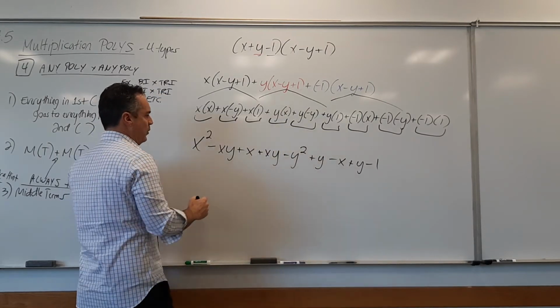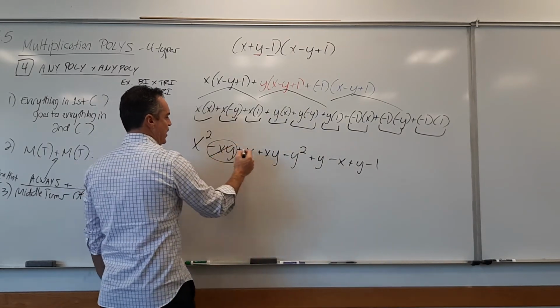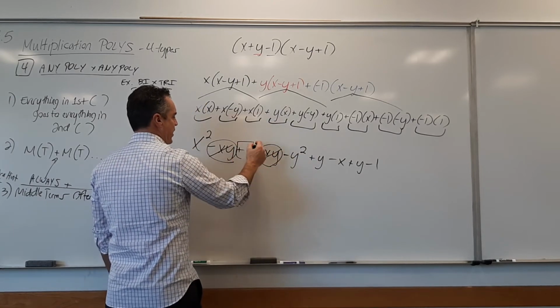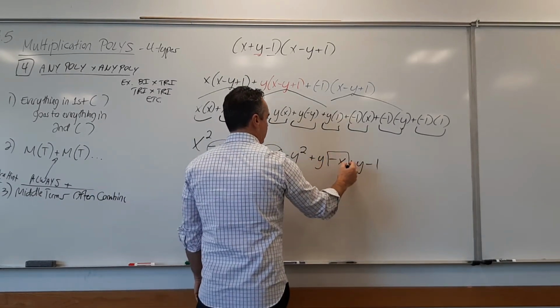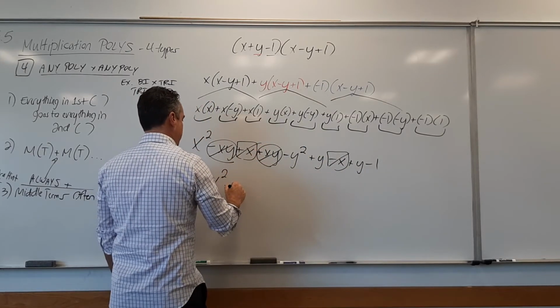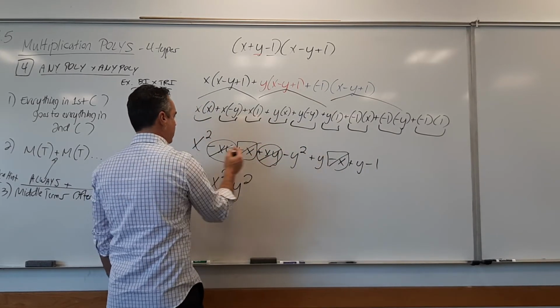Okay. We look up here, and indeed, negative xy and positive xy, sayonara. Positive x and negative x, those cancel each other out. That's kind of nice. We have an x squared. We have minus a y squared. Okay, so we've taken care of those two.